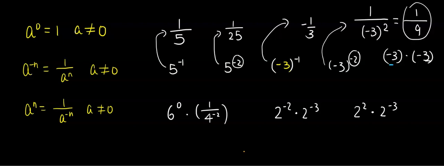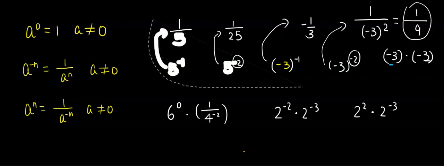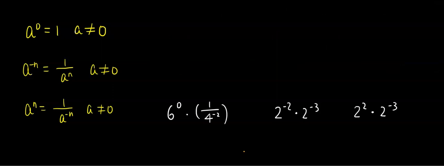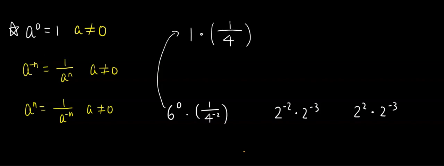All right, let's look at the next practice. The second row, our first question is 6 to the power of 0. Remember what happens when a number has a 0 exponent. That is 1. If you want, you can write down 1, you don't have to.